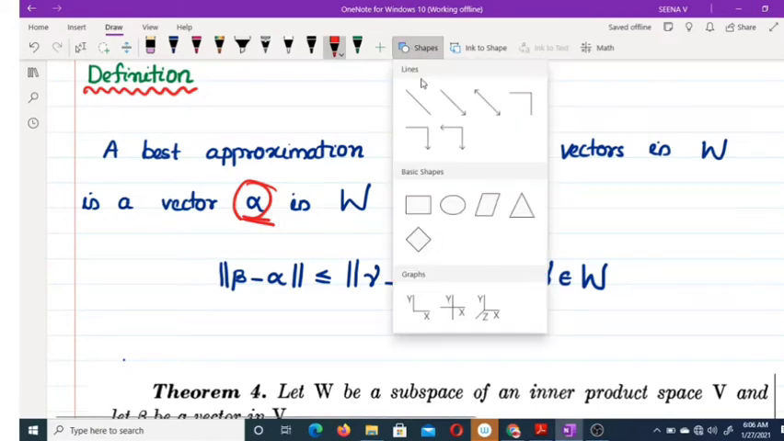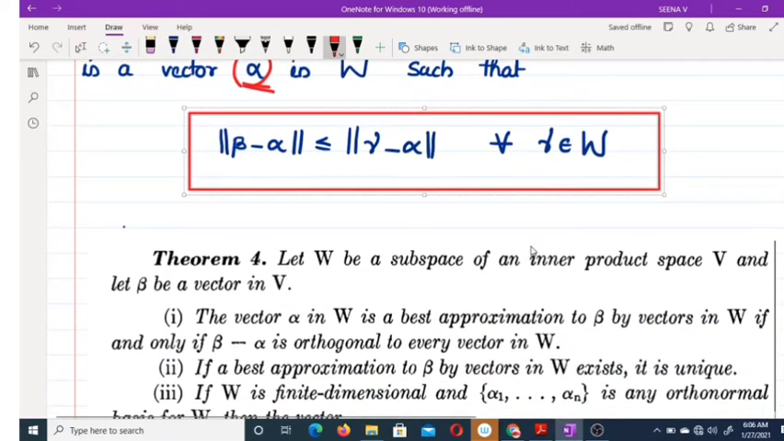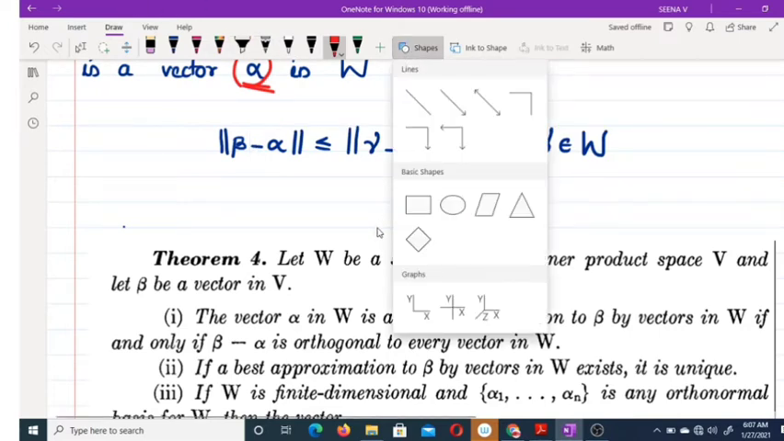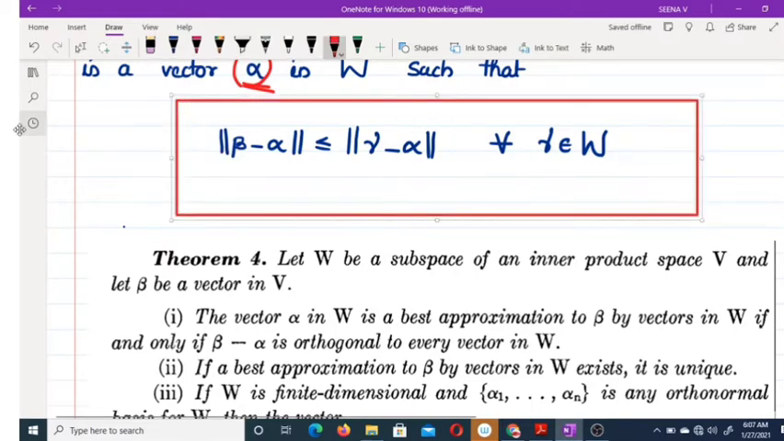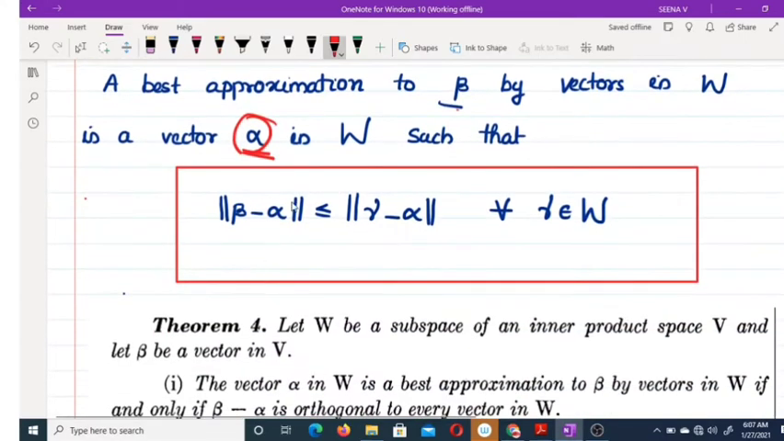That is, norm of beta minus alpha is less than or equal to norm of gamma minus alpha for every gamma belongs to W. Okay. So this is our definition, best approximation. That means, in terms of distance, the distance between beta and alpha is less than or equal to the distance between gamma and alpha for every gamma belongs to W.